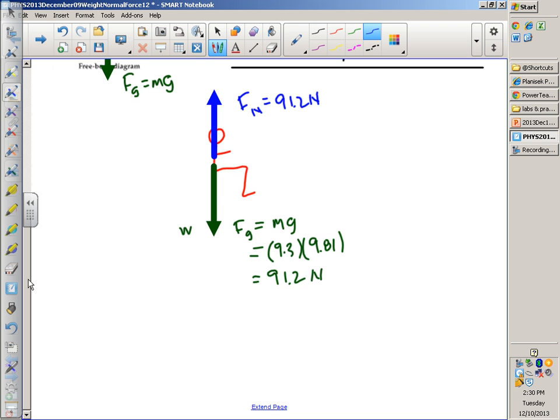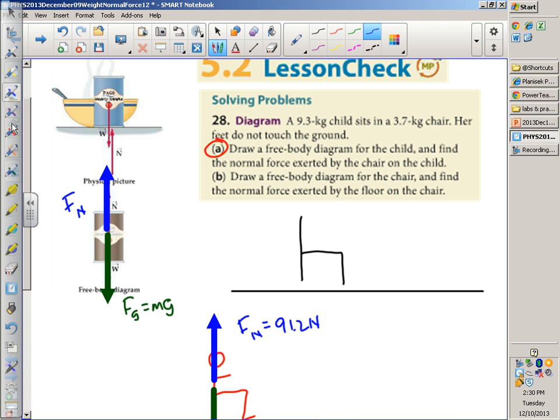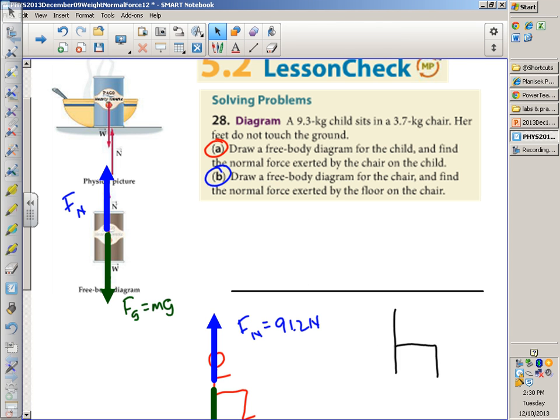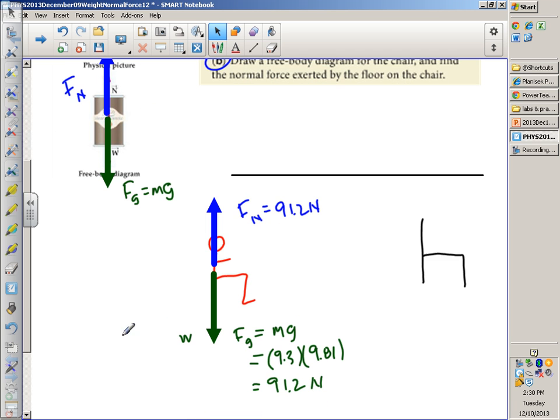All right. Part B of this question says, draw a free body diagram for the chair. Find the normal force exerted by the floor on the chair. So I'm going to take my chair and bring it over here, and now I'm going to make a separate free body diagram for my chair.